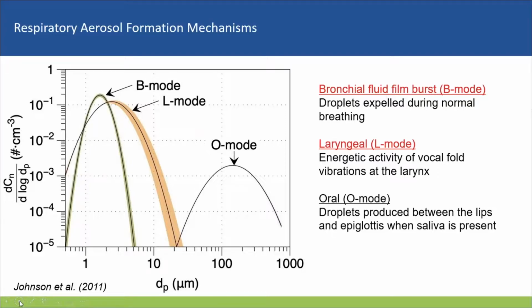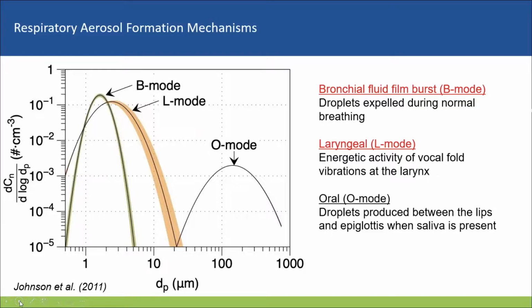So in our studies, we mostly focus on the B mode and L mode, which are shown on the figure here. The B mode is the small droplets expelled during normal breathing. It's usually from 0.5 microns in diameter to about 5 microns. And the L mode is from the energetic activity of vocal fold vibrations at the larynx, so it's likely less than 1 micron to about 20 microns in diameter.